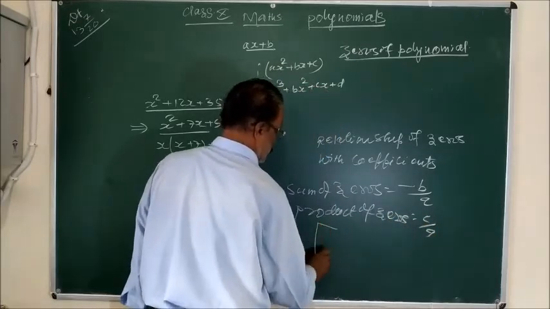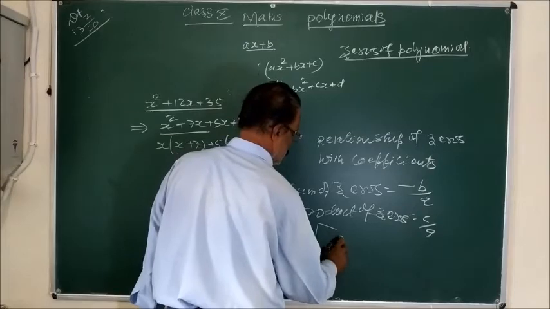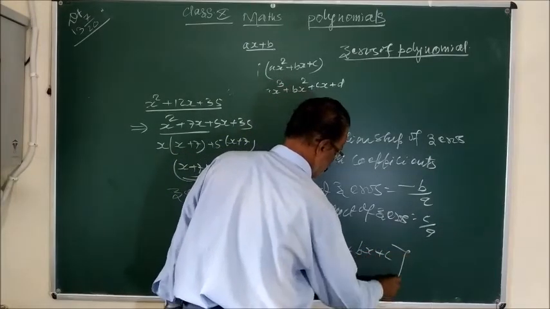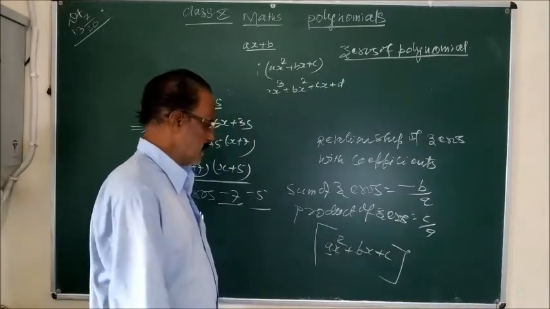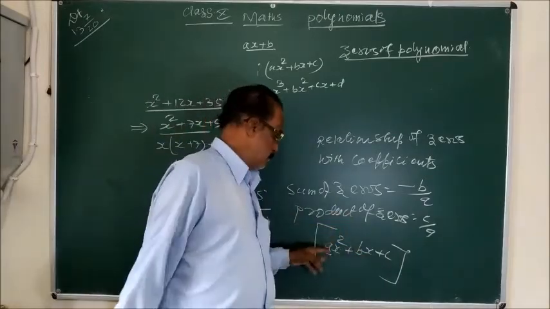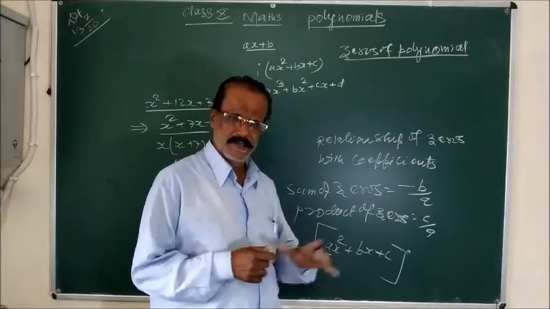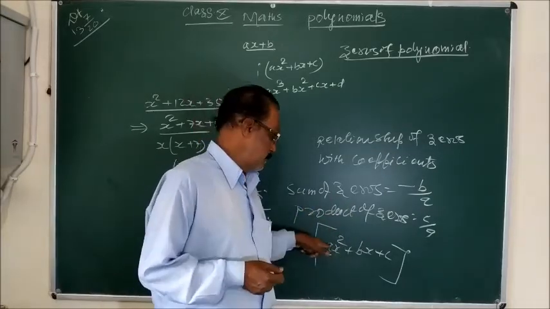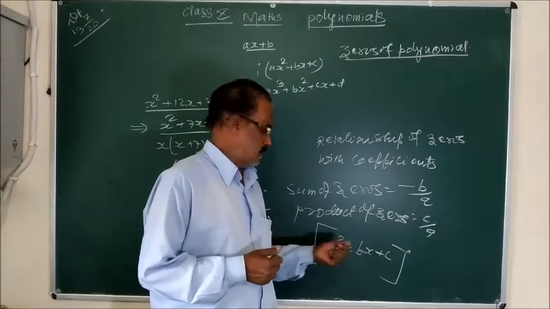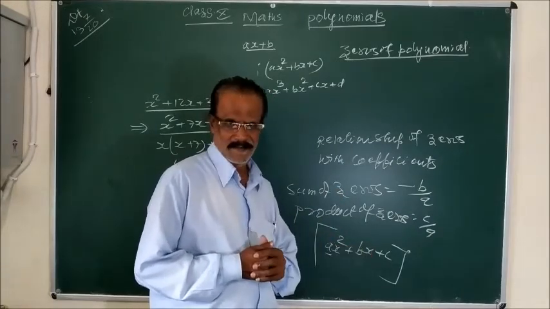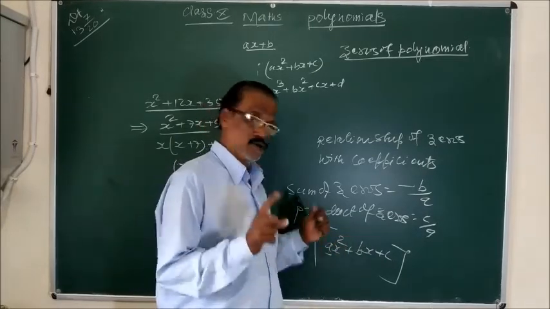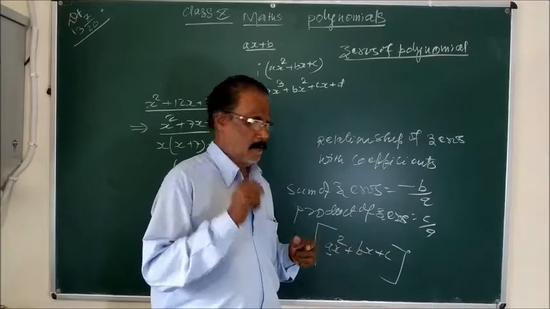And this is the general form, the standard form, of a quadratic polynomial: ax squared plus bx plus c. Here a is the coefficient of x squared, b is the coefficient of x, and c is the constant term. But a should not be equal to 0. This is the condition, because if you put a equal to 0, this term will be 0, so there will be no quadratic polynomial.